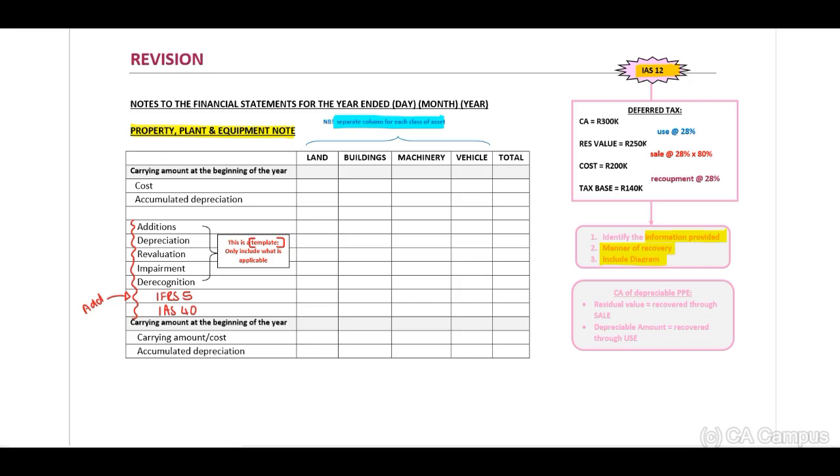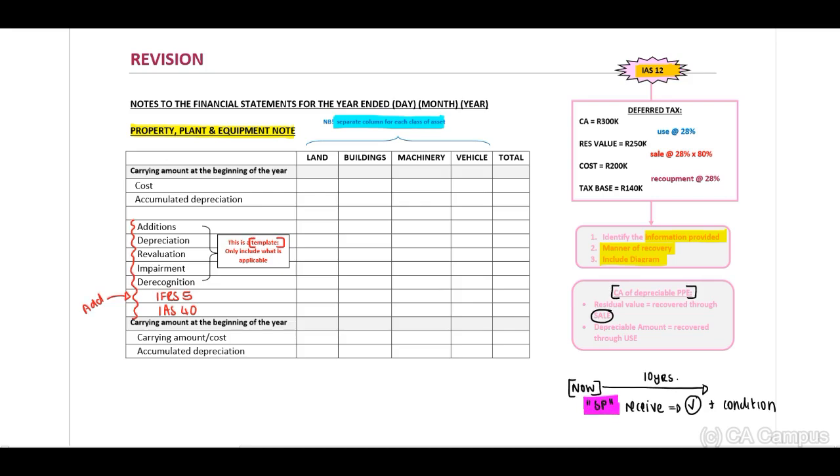Now, when you look at the carrying amount of a depreciable asset, the residual value will be recovered through sale. Let's just talk about what the residual value is. If you buy an asset today, and the useful life of the asset is expected to be a period of 10 years, the residual value will be the selling price that we would receive now if we were to sell a similar asset of the same age and condition as our asset that we have purchased. Therefore, the manner of recovery will be through sale.